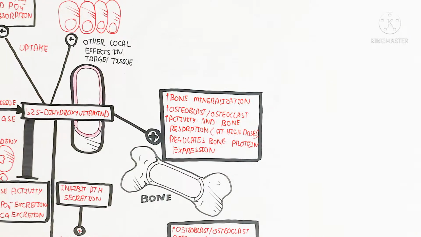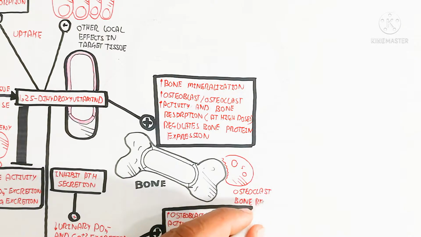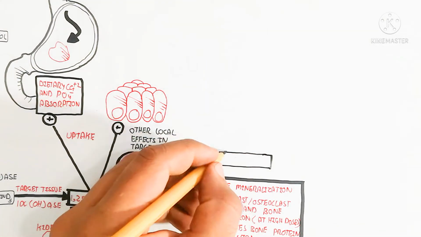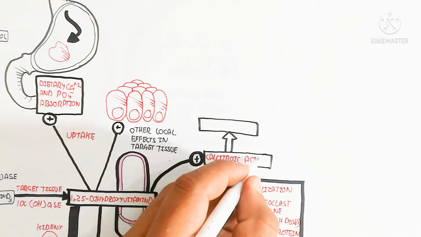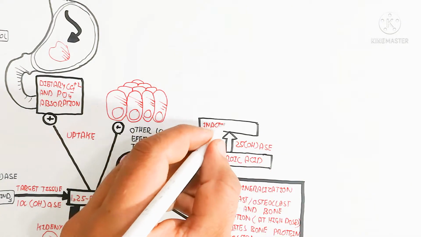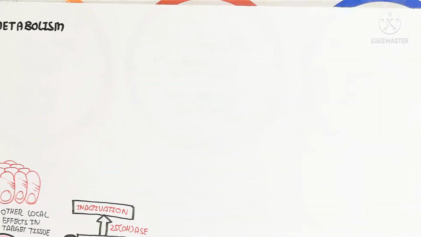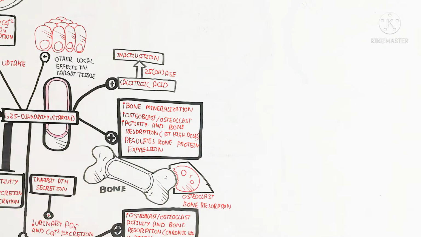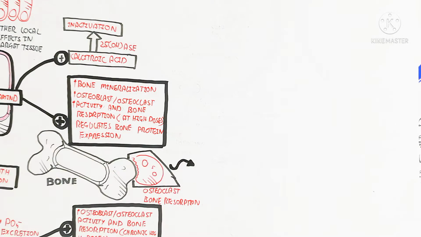On the other hand, vitamin D is used for increased bone mineralization, and at high doses it affects osteoclast activity and bone resorption, and regulates bone protein expression. Another important thing is that it also triggers calcitroic acid, which, in the presence of the 25-hydroxylase enzyme, is used for inactivation of the production of more calcium in the blood. So a negative feedback mechanism occurs rather than a positive feedback.